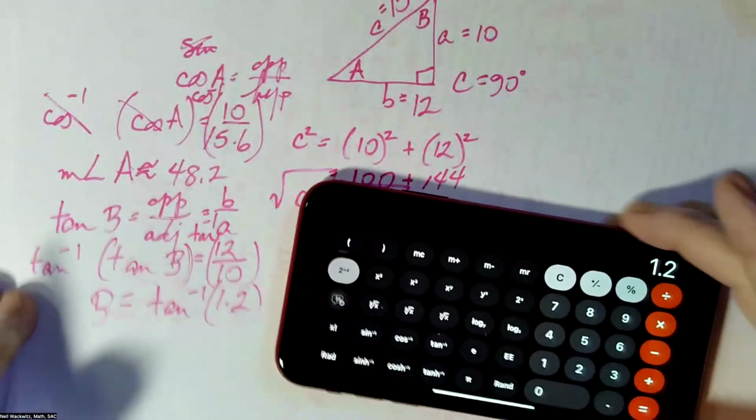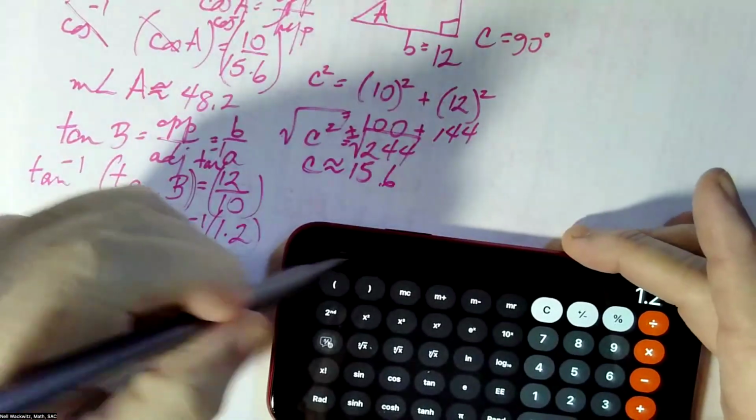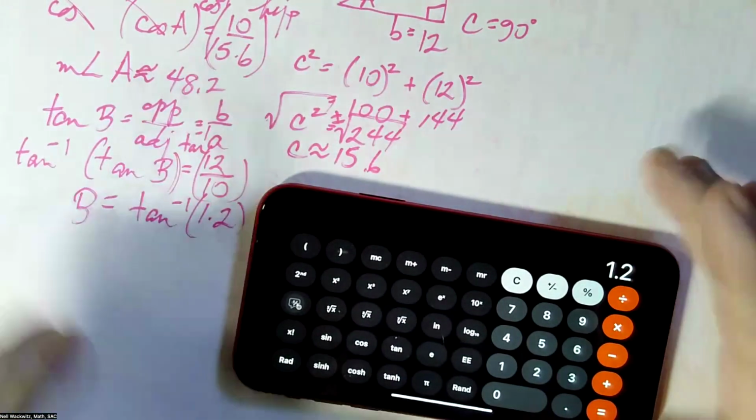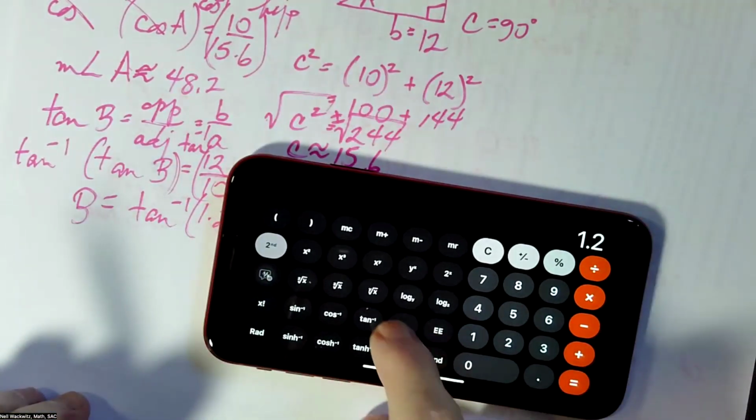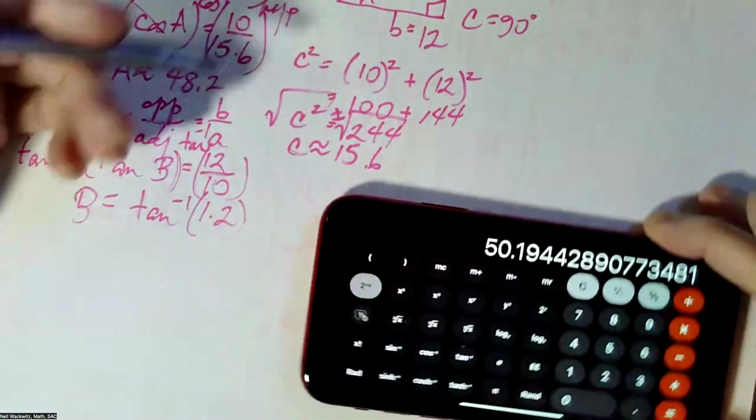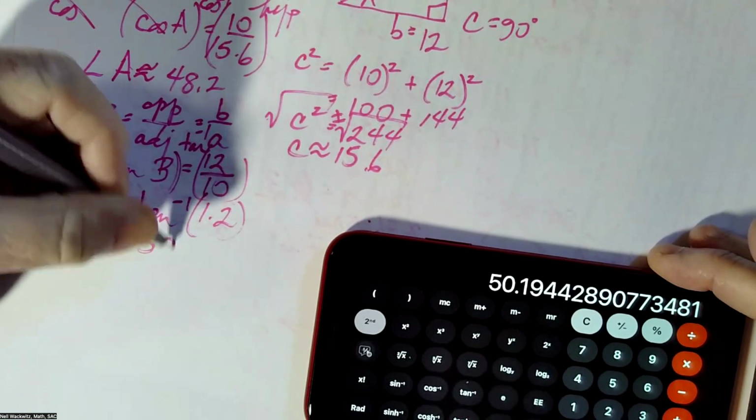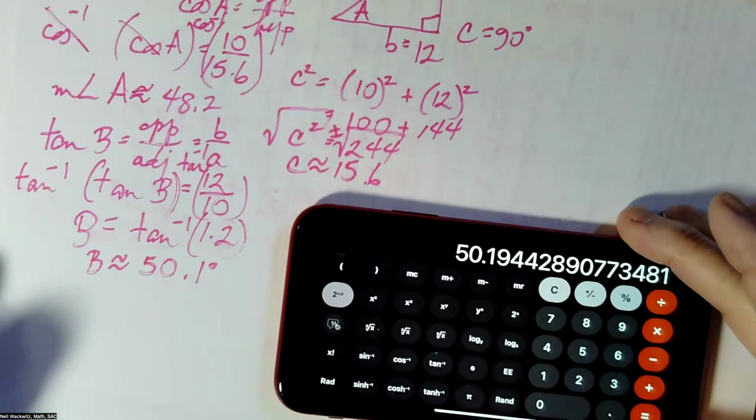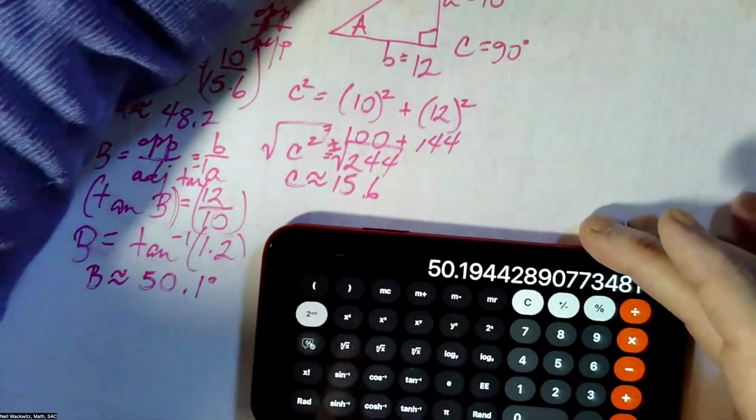I know that the radian thing is not there, so I'm in degrees. I'm going to press second inverse tan, and I get 50.1. So B is approximately 50.1 degrees. And let's add the angles and see if we get 180.